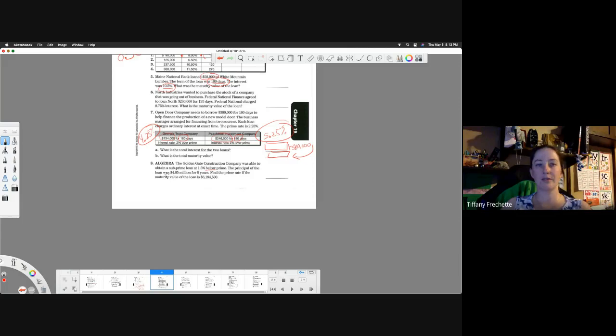The principal of the loan was $4.65 million for 8 years. Find the prime rate if the maturity value of the loan is $6,184,500. All right, so we're going to definitely need to set this up a little bit. We need to think about how this all calculates together. So if we look at these pieces, let's see. I want to set this up in a way that definitely makes sense.